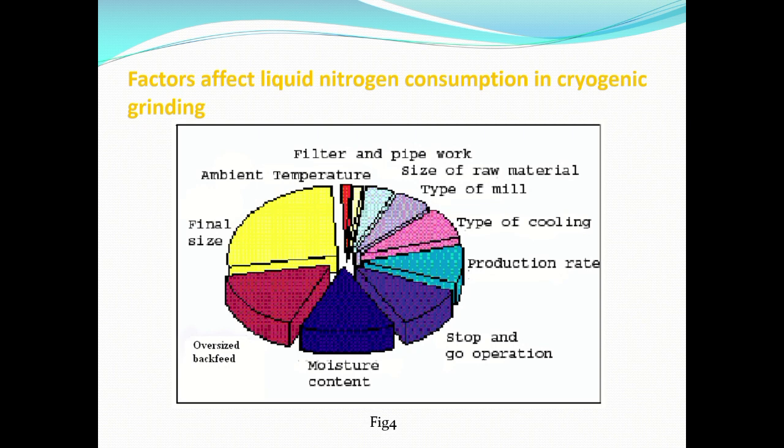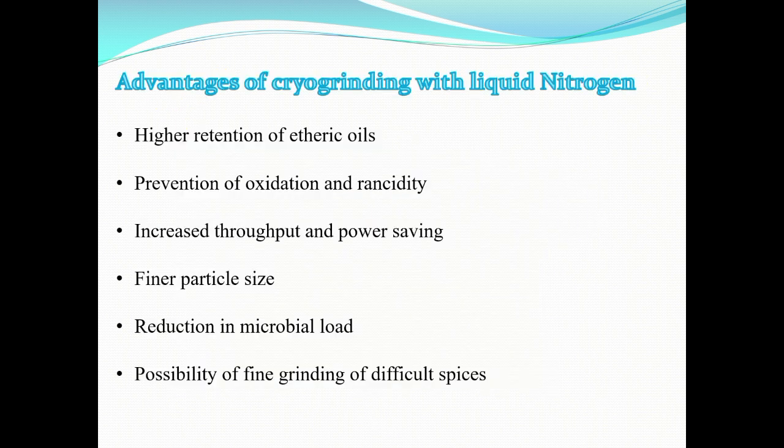Factors affecting liquid nitrogen consumption in cryogenic grinding: ambient temperature, size of raw material, type of mill, type of cooling, production rate, stop and go operation, moisture content, oversized backfeed, and final size are the factors affecting the liquid nitrogen consumption in cryogenic grinding. Advantages of cryogenic grinding with liquid nitrogen: higher retention of etheric oils, prevention of oxidation and rancidity, increased throughput and power saving, final particle size, reduction in microbial load, possibility of fine grinding of difficult spices.